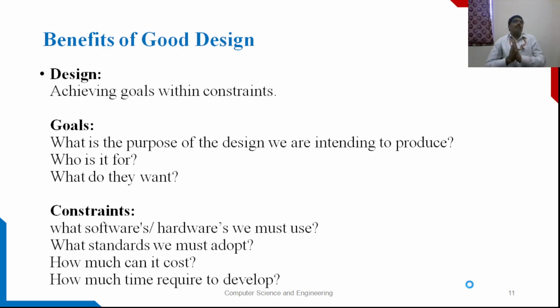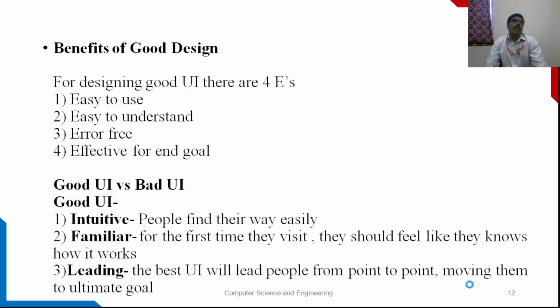One benefit of good design is achieving the goals within constraints. Some designs are good, some are bad. The main goal of good design is to define what we are intending to produce, who it is for, and what they want, and also the software and hardware we must use, what standards we must adopt, how much it will cost, and how much time is required to develop it. These are the benefits of good design.